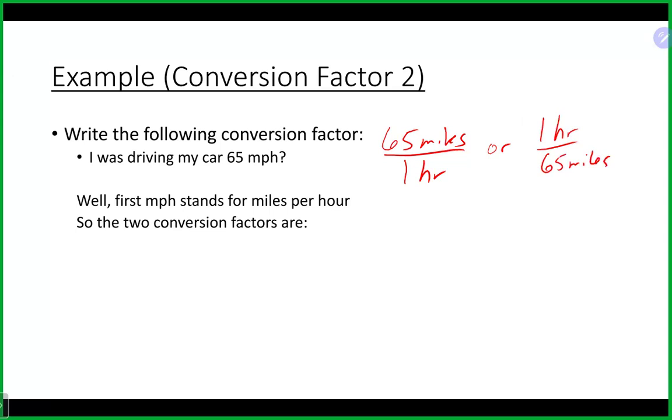In a situation like this where you have something per something, the number usually stays with the first unit, and it's usually 1 of the second unit. So here, hours is the second unit, and that's usually 1. And the number stays with the first unit, which is miles, and that's usually how we do that.